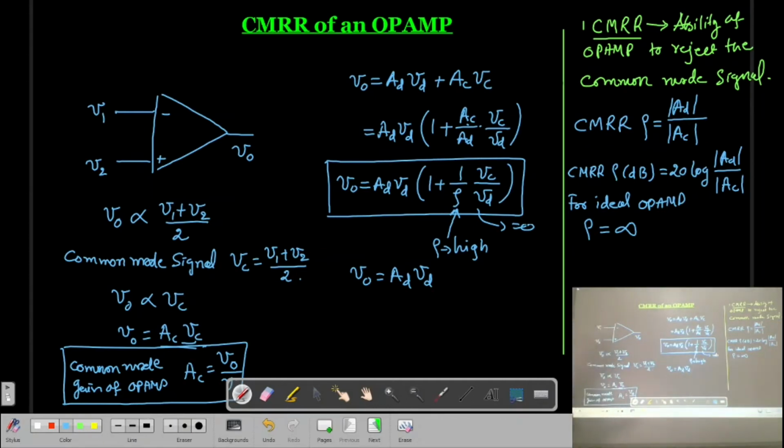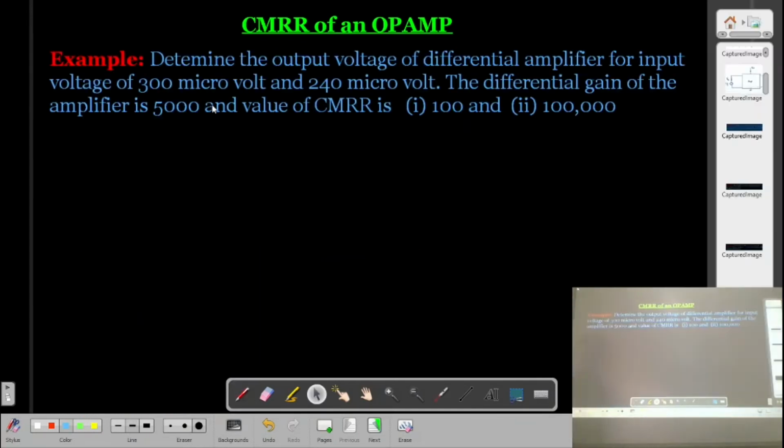Okay. Now let us see a few examples. So the first example: determine the output voltage of the differential amplifier for input voltages of 300 microvolt and 240 microvolt. So here V1 is given as 300 microvolt, V2 is 240 microvolt. The differential gain of the amplifier is 5000. Differential gain means the AD is given as 5000.